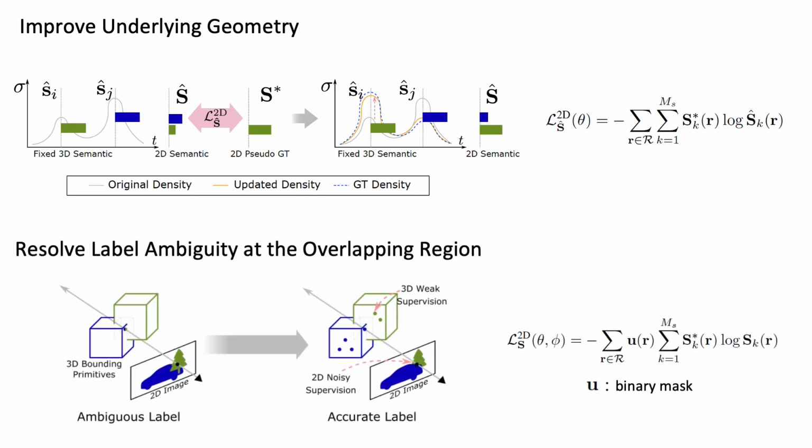Moreover, to resolve the label ambiguity at the overlapping region of bounding primitives, we introduce masked cross-entropy loss on the learned semantic map. Though the pre-trained segmentation result is noisy, we observe that it usually performs well on the boundaries, so it provides the prior in the intersection region of bounding primitives.